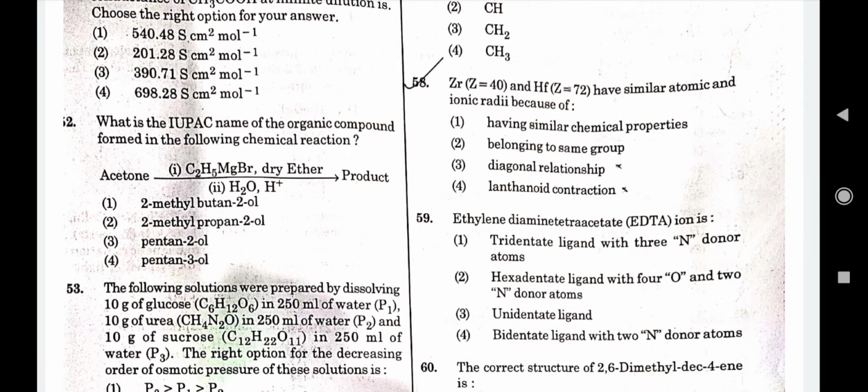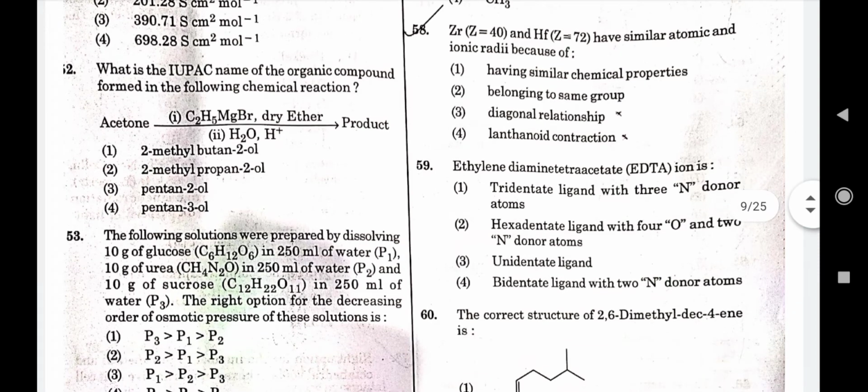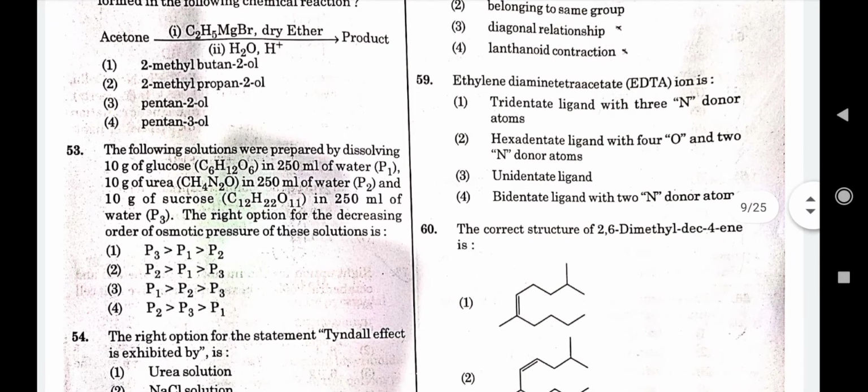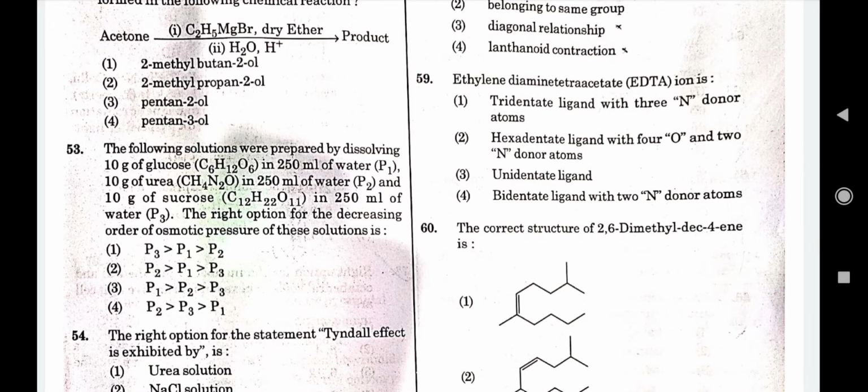Zirconium with atomic number 40 and hafnium with atomic number 72 has similar atomic and ionic radii because of. इसका जो correct option है that is option number 4, because of lanthanide contraction. EDTA ion is ethylene diamine tetraacetate. EDTA ion is. इसका जो correct option है that is option 2, hexadentate ligand with 4 oxygen and 2 nitrogen donor atoms.